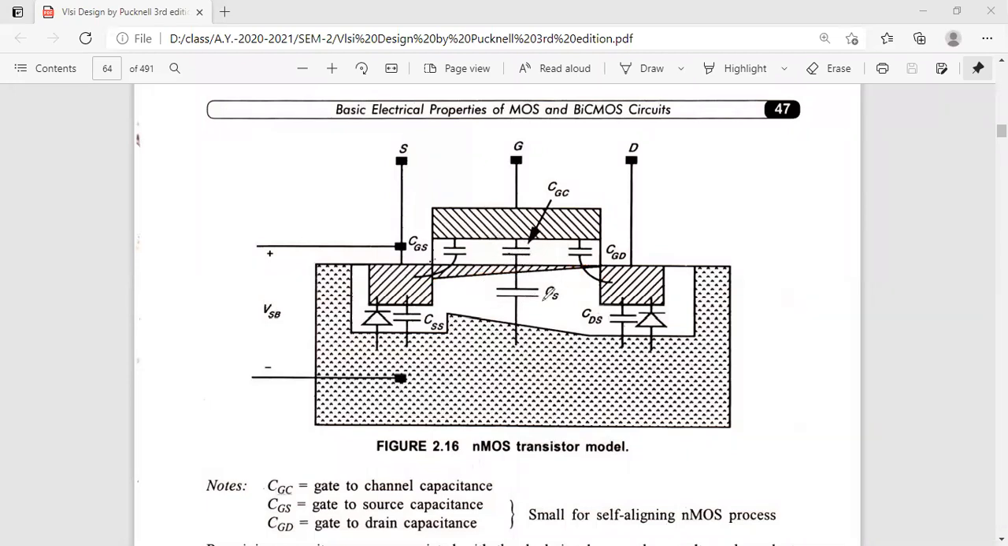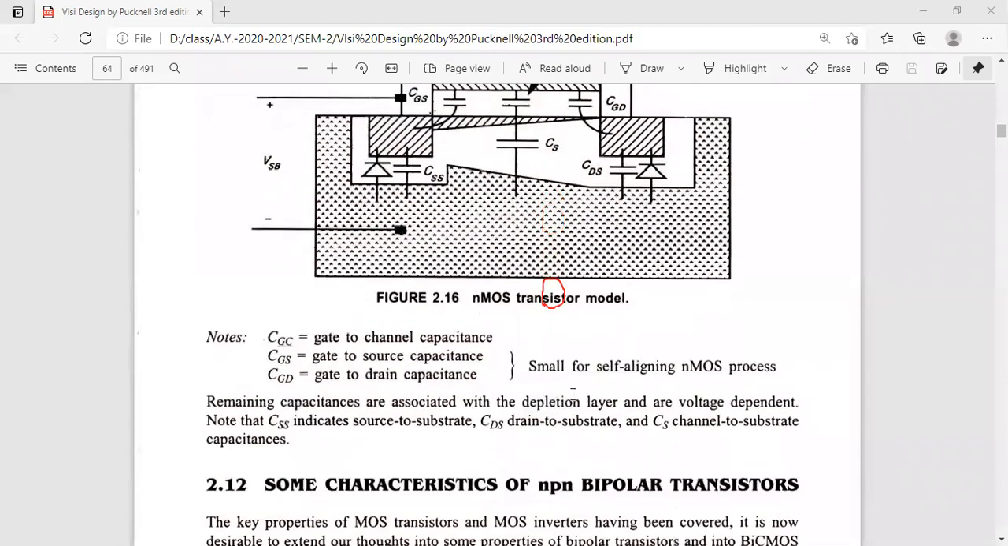Between the substrate and the channel, we can also have a capacitance. You can see here it is mentioned: channel to substrate capacitance. Channel to substrate capacitance is indicated as CS, right?